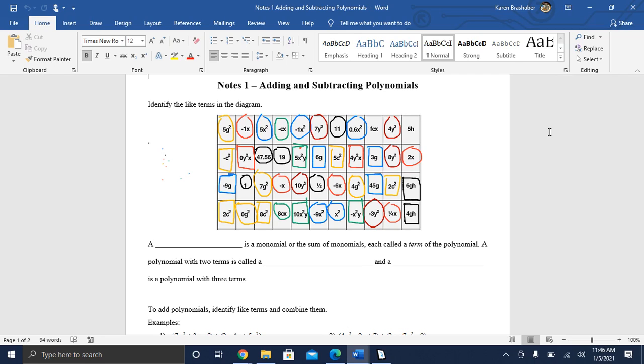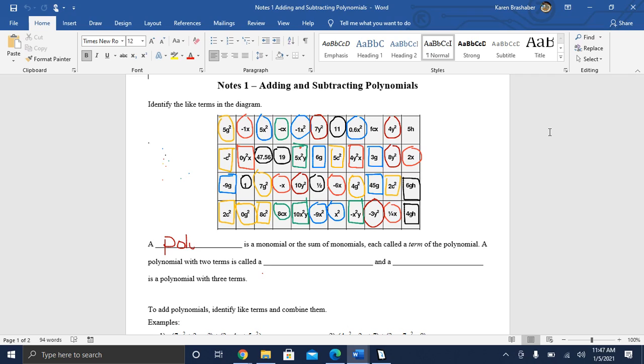So my only terms that are left unmarked would be FCX. It was the only term that had all three of those variables, and 5H, and it was the only one that had just the H. So like terms are terms that have the same variable and the same exponent on those variables. And so we're getting ready to work with what we call polynomials.